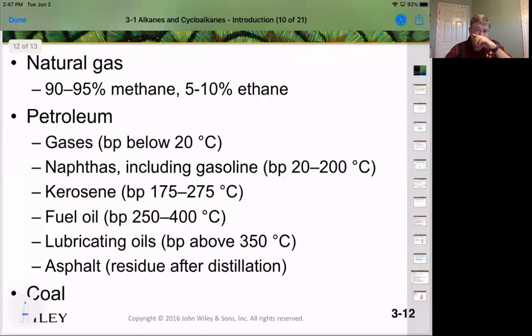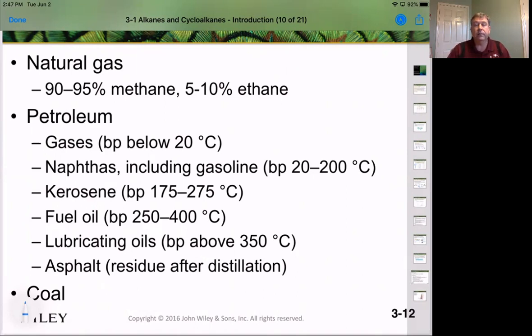Okay. So where do these hydrocarbons come from? Most of the hydrocarbons here are actually dug out of the ground and are from oil and gas reserves. And so we have natural gas. Most natural gas is a little bit of ethane and mostly methane. In petroleum, we actually have a lot of the others, like butane, etc. Then we have different boiling points above that. You can go for gasolines, kerosenes, fuel oils, lubricants, and asphalt.